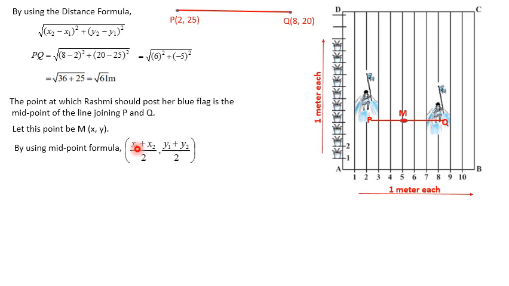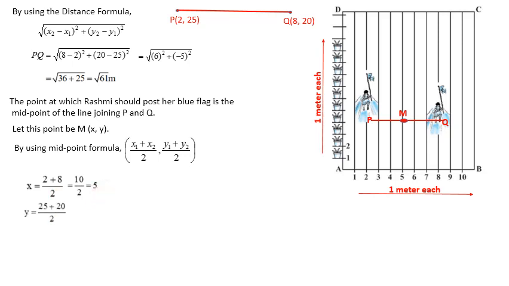Midpoint formula is (x1 plus x2) by 2, (y1 plus y2) by 2. These are the coordinates of midpoints. Then just substitute x1 plus x2. x1 is 2, x2 is 8. That is 2 plus 8 divided by 2, that is equal to 10 by 2, that is equal to 5.